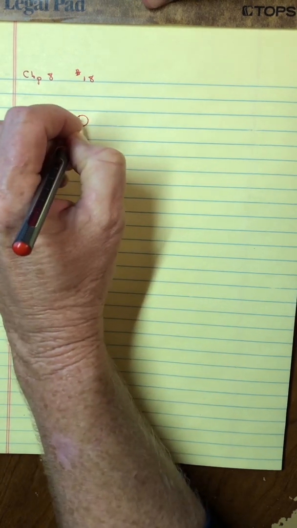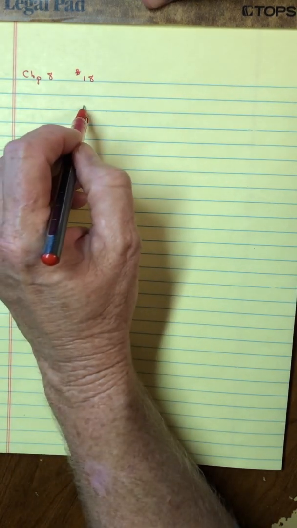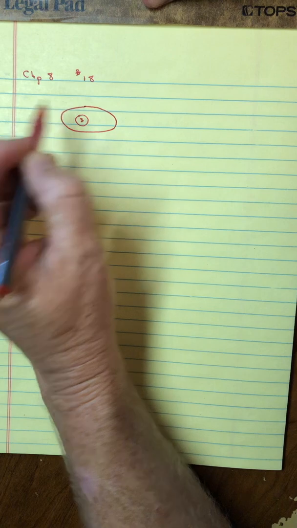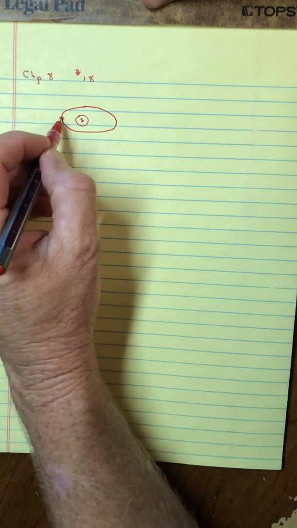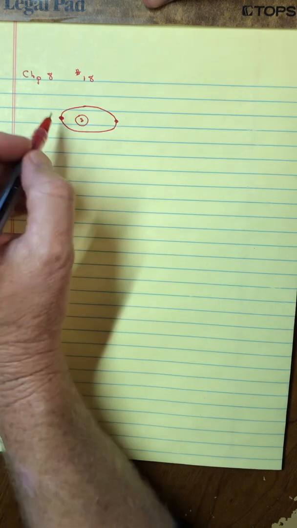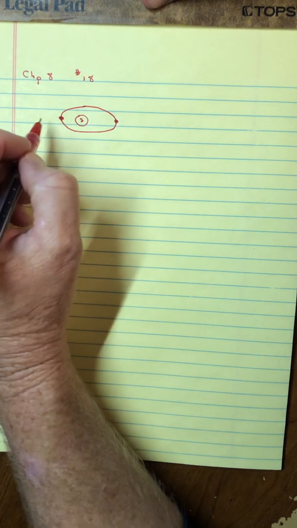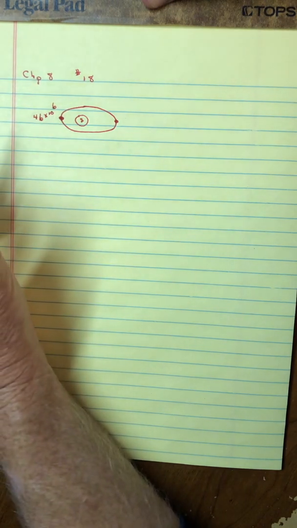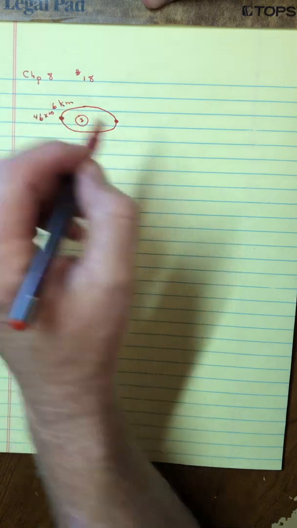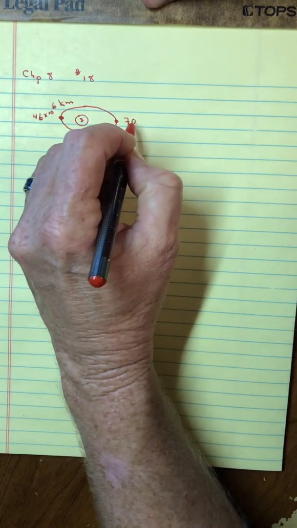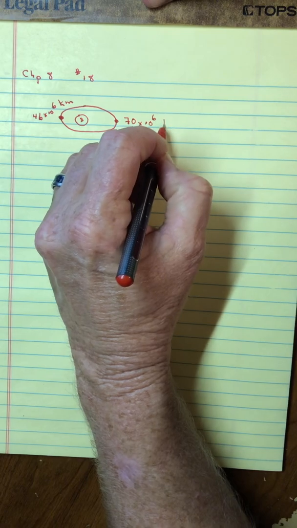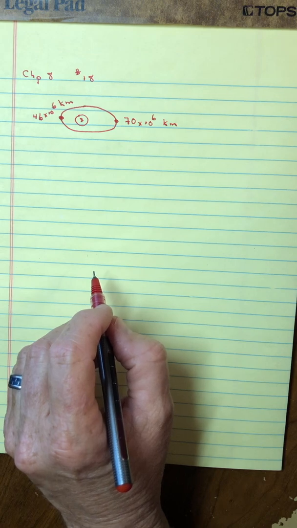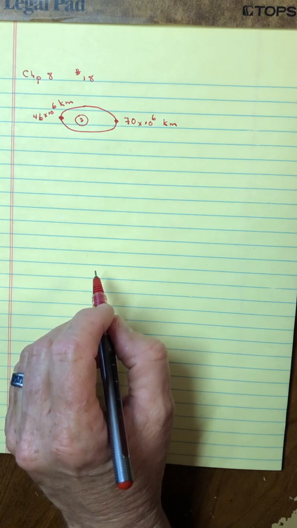So if, say, this is the sun, the path of Mercury is elliptical. That means it's a little closer and a little further. So over here at its closest point, it is 46 million kilometers, and over here it is 70 million kilometers. At both of these locations, Mercury's velocity makes a right angle to the direction of the sun.